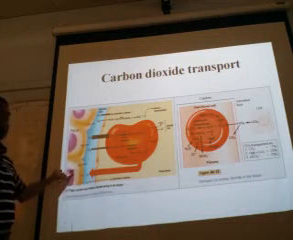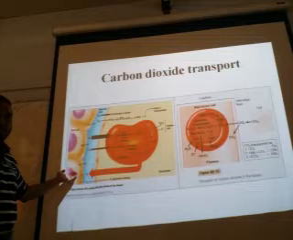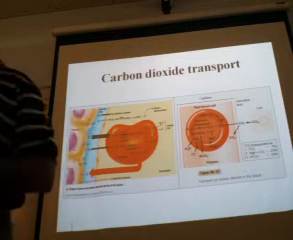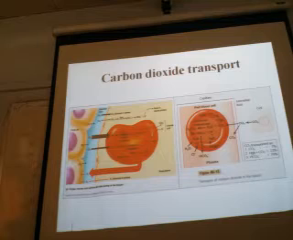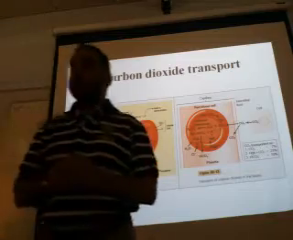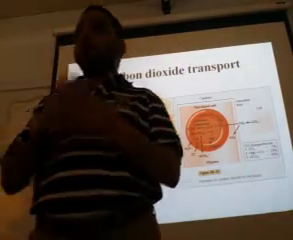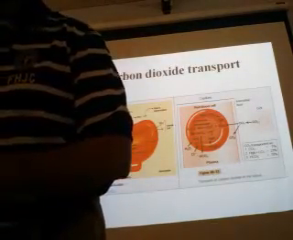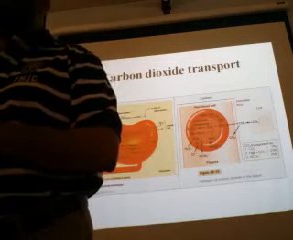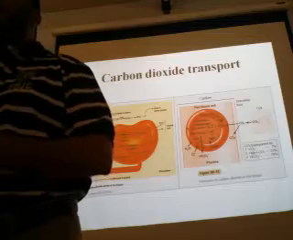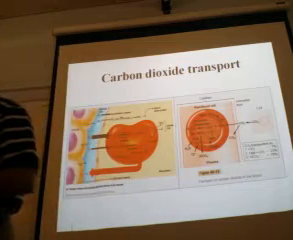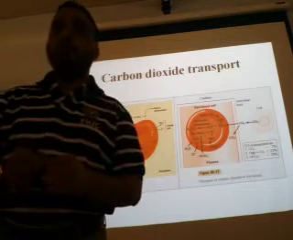Okay? So these are the cells. The cells are having carbon dioxide. Where is the carbon dioxide coming from in the cells? Oh, come on. Where is the carbon dioxide in the cells coming from? The cells, tissues. Where is the carbon dioxide in the cells coming from?